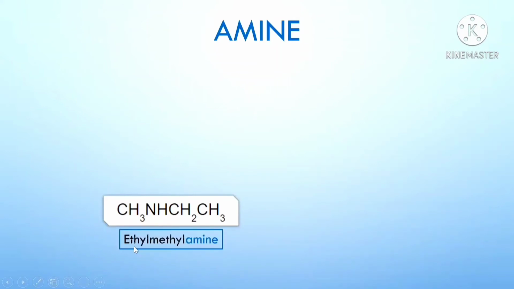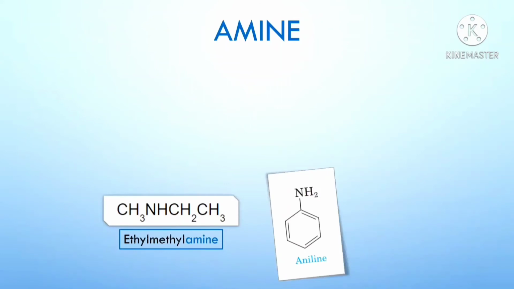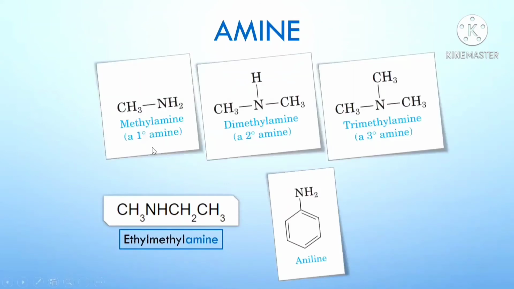So the name would be ethylmethylamine. Please remember to alphabetize the substituents, so E comes before M. An amino group attached to a benzene ring is called aniline. Amines are classified as primary, secondary, and tertiary, depending on the number of carbon groups attached to nitrogen.